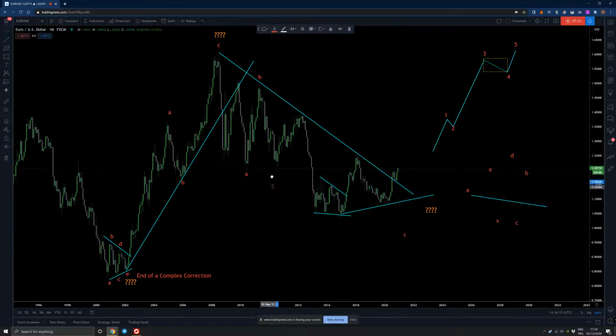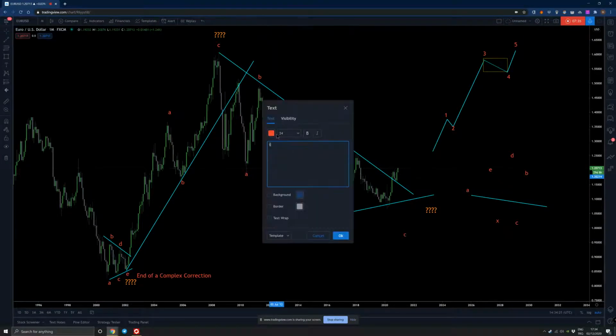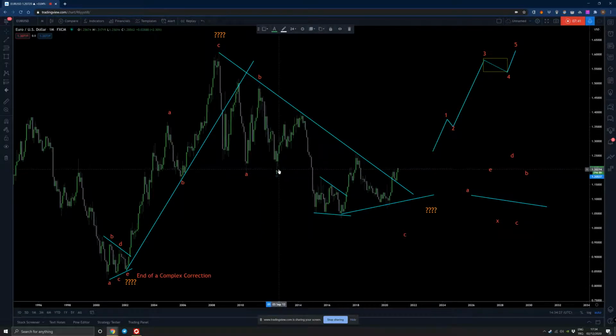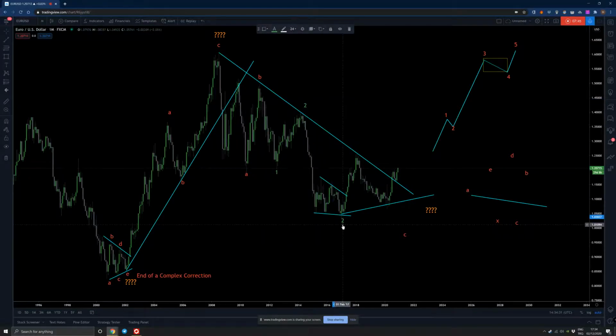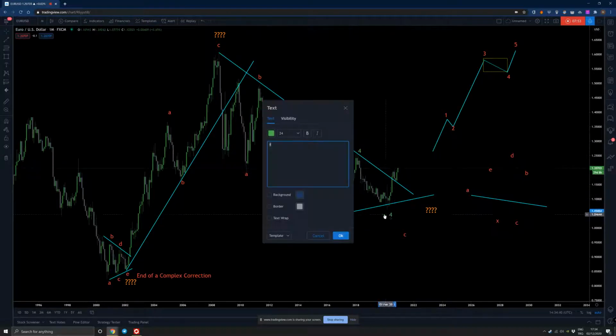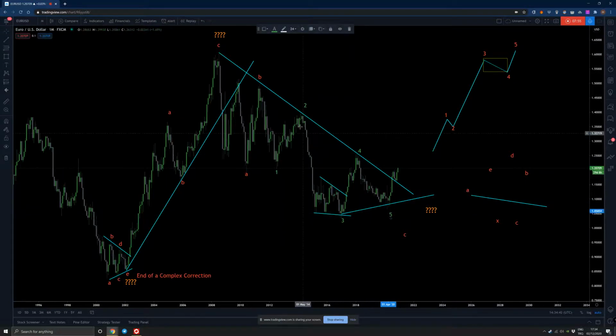Let's say now I am doing one level, one degree lower. For this I will just go with the green. Maybe you're thinking something like this. This is the 1, this is the 2, this is the third wave, this is the fourth wave. Now remember, the C wave can always be a terminal move.